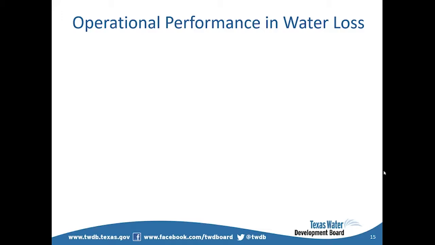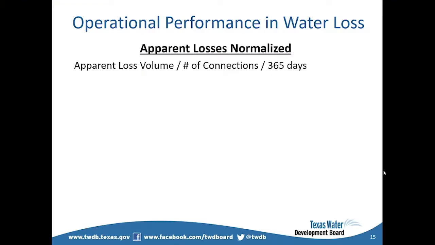Once we've identified the volumes of loss for apparent and for real, the water loss audit gives you some performance indicators to help you track your water loss from year to year, to benchmark with other utilities, and use those apparent losses and real losses. So on the sheet, you'll see there is an apparent losses normalized when you get into the online system and see the worksheet. Basically, that takes your apparent loss volume, divides it by the number of connections in your system, and divides it by 365 days. So this is the volume of data inaccuracies per connection per day, apparent losses per connection per day.